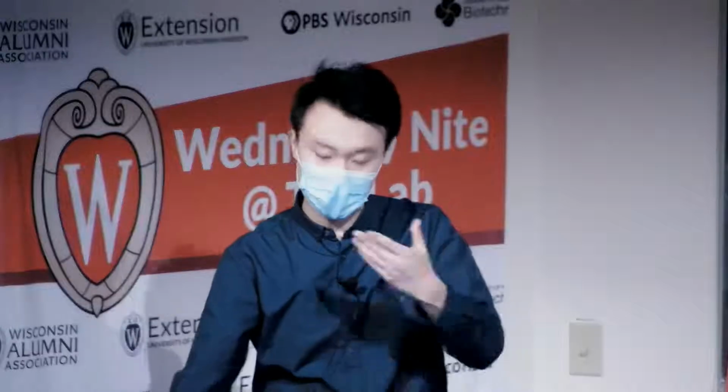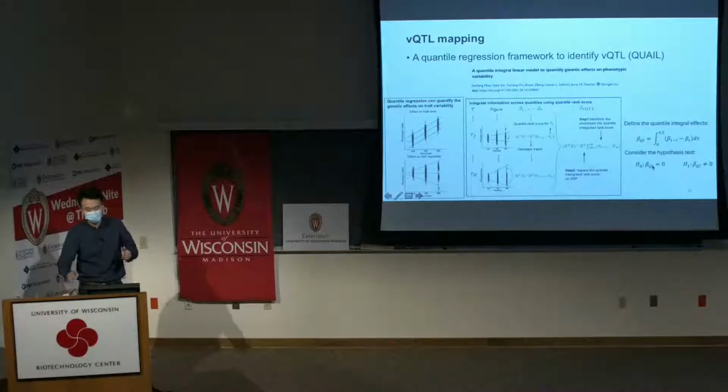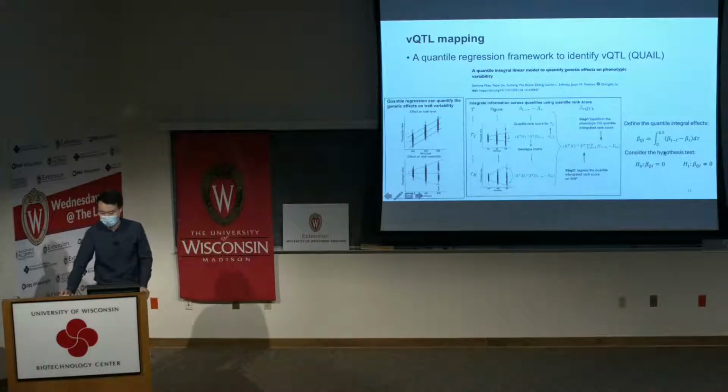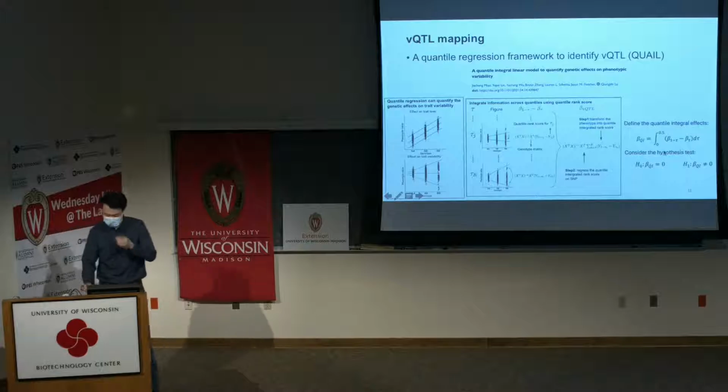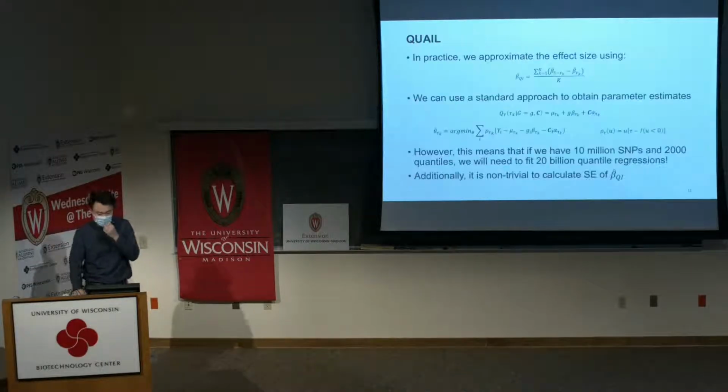We call it beta QI, quantile integral. If you can estimate this, then when it is 0, it gives you strong evidence that these quantile regression slopes are identical across all the tau you're talking about. Sounds good. Empirically, how do we actually make it happen?